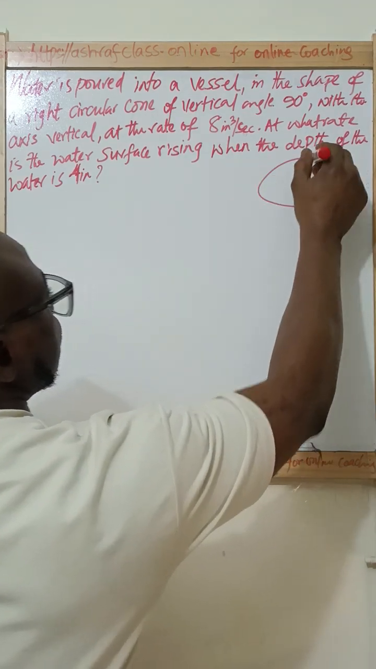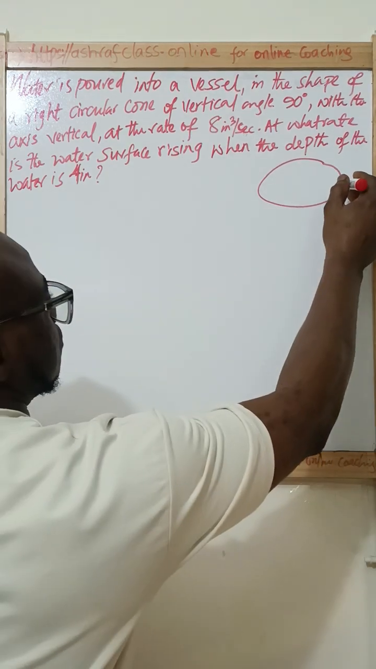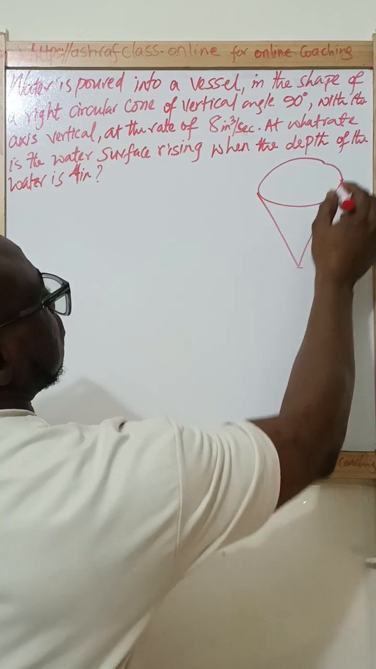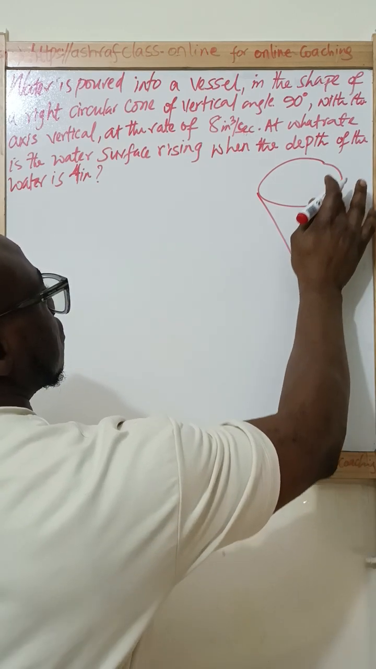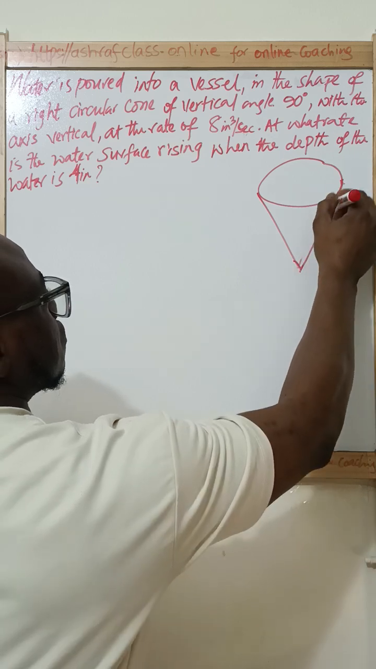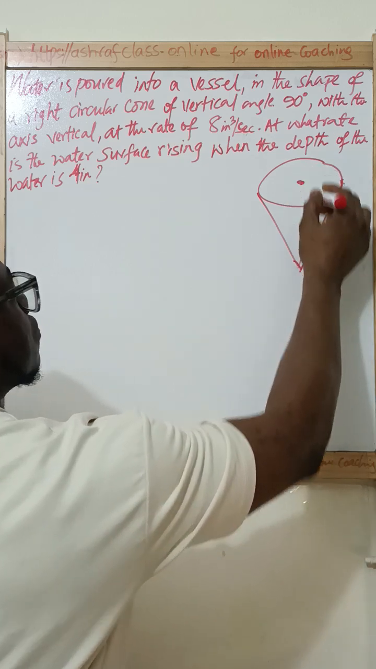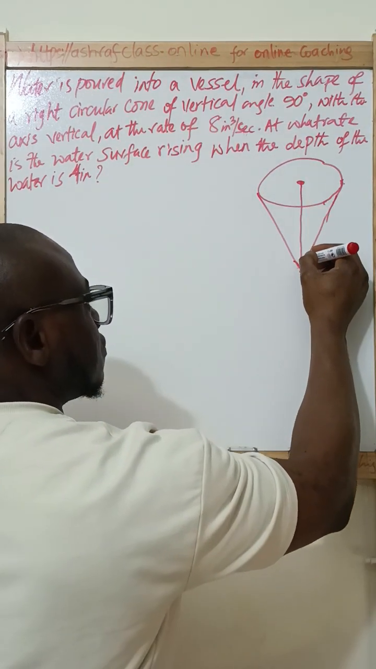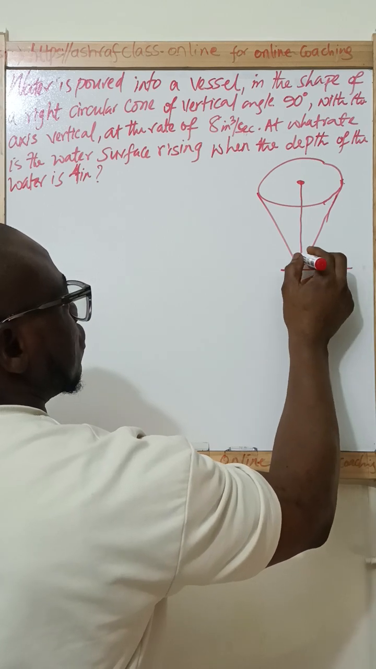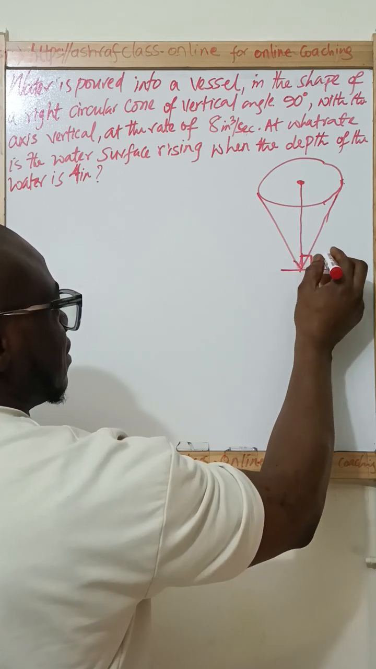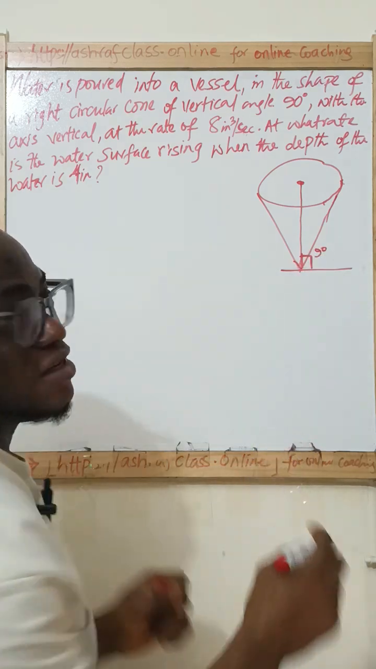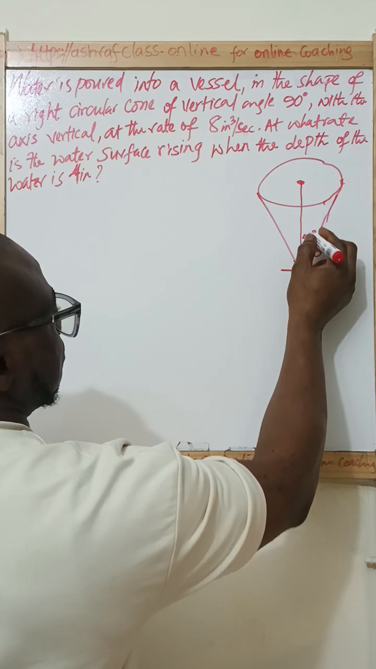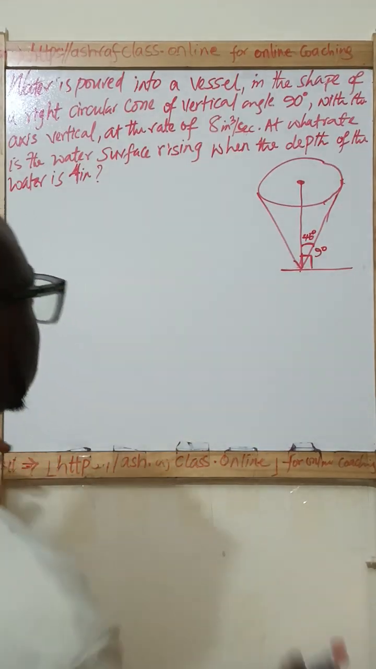We have a cone that is vertically oriented, vertically positioned. Water is poured into this cone. So it's a right circular cone and it is vertically positioned at angle 90. Being a right circular cone, this inner angle is 45 degrees.